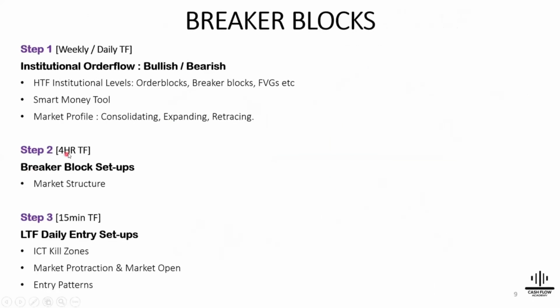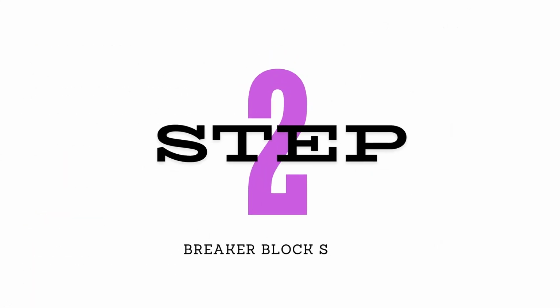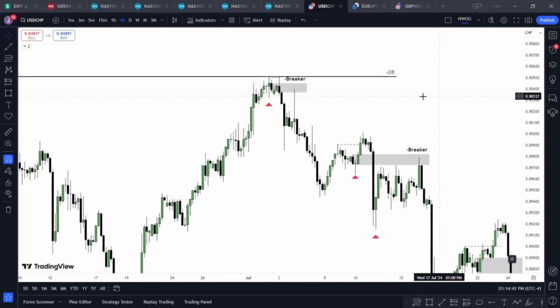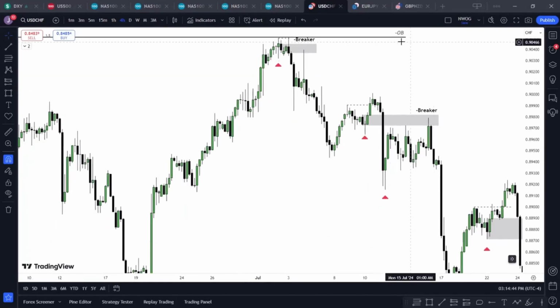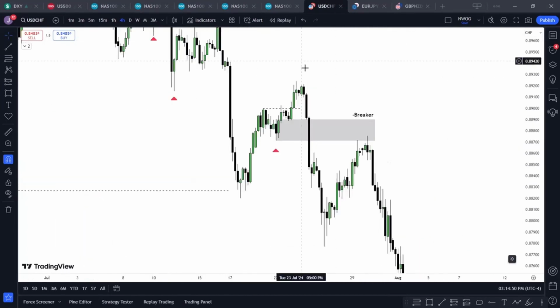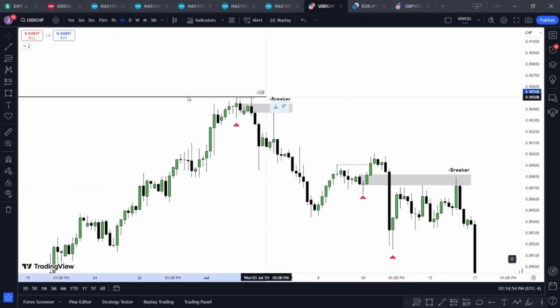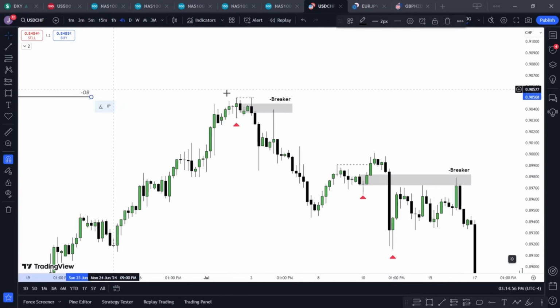The next step is we're going down to a 4-hour time frame to look for breakout block setups using market structure. So now let's go down to the 4-hour time frame of the USD Swiss. And we can see market reacting from the bearish order block. Now at this point here, this is the point we are going to be studying from here downwards. Let me just take this out so that it doesn't disturb us. We just saw that market is reacting from this point.